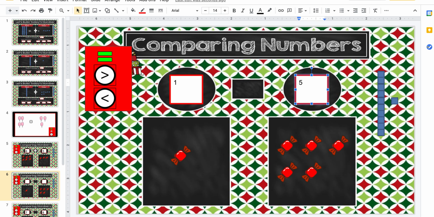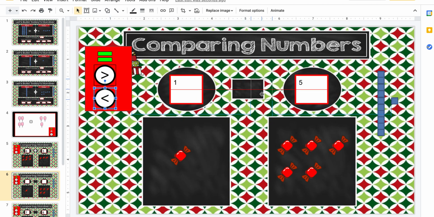So which mouth am I going to open? Is it going to open to the 1 where I can chomp 1 piece? Or am I going to open it to the 5 where I can chomp 5 pieces? I'm going to use the less than symbol and chomp 5 pieces, right? Because I want the bigger side.